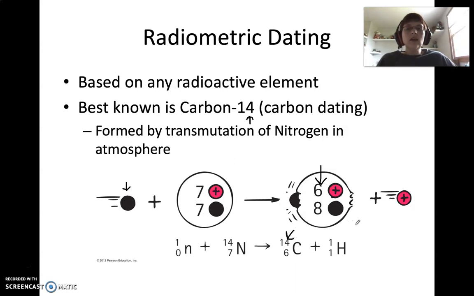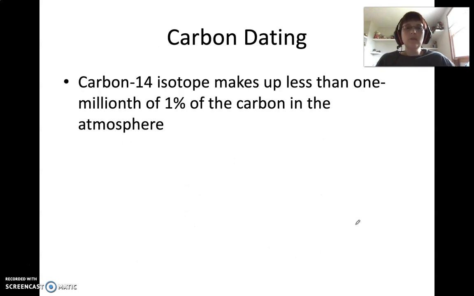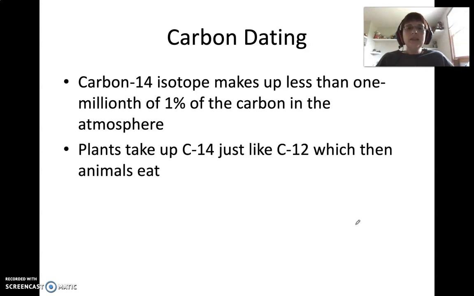The thing is that carbon-14 isn't actually any different to an organism than carbon-12. So it makes up a very small fraction of carbon in the atmosphere. This carbon-14 isotope makes up less than 1/1,000,000th of 1% of the carbon in the atmosphere. So it's a tiny, tiny fraction. But plants take it up just like they take up carbon-12. So they're going to use it just like carbon-12.